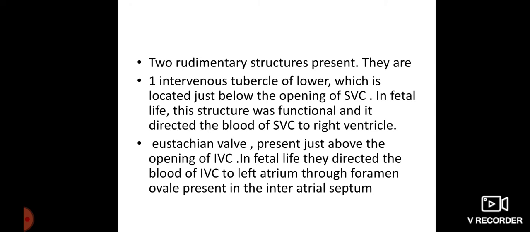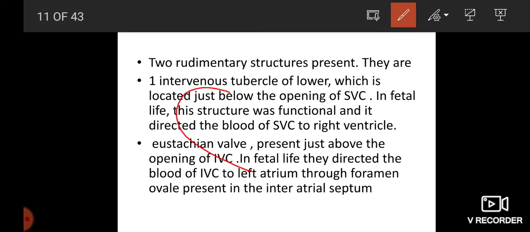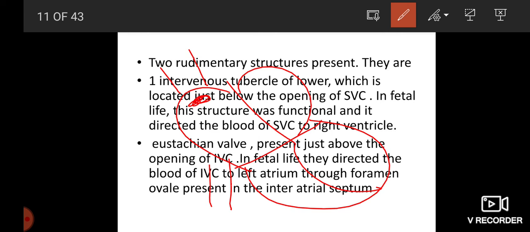Such rudimentary structures are still present in the adult heart. They are the intravenous tubercle of Lower and the Eustachian valve. In fetal life, the function of the intravenous tubercle of Lower was to direct the blood. Suppose these are the 4 chambers: this is the superior vena cava, here comes the inferior vena cava, and just below the superior vena cava we have a tubercle-like structure called the intravenous tubercle of Lower, and just above the opening of the inferior vena cava there is the Eustachian valve.